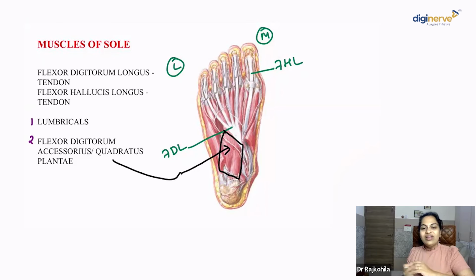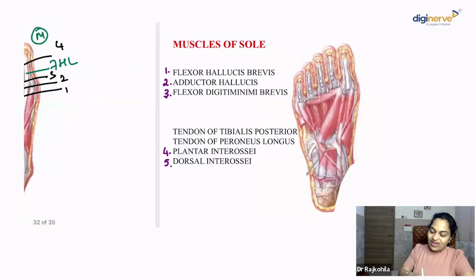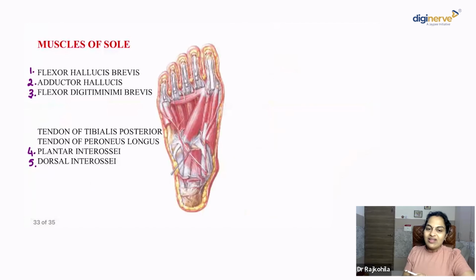And originating from the sides of the tendon of flexor digitorum longus, can you identify the lumbricals now? The first, the second, the third, and the fourth lumbrical, right? Now, moving on to a deeper layer, again we'll get to see a few important muscles.